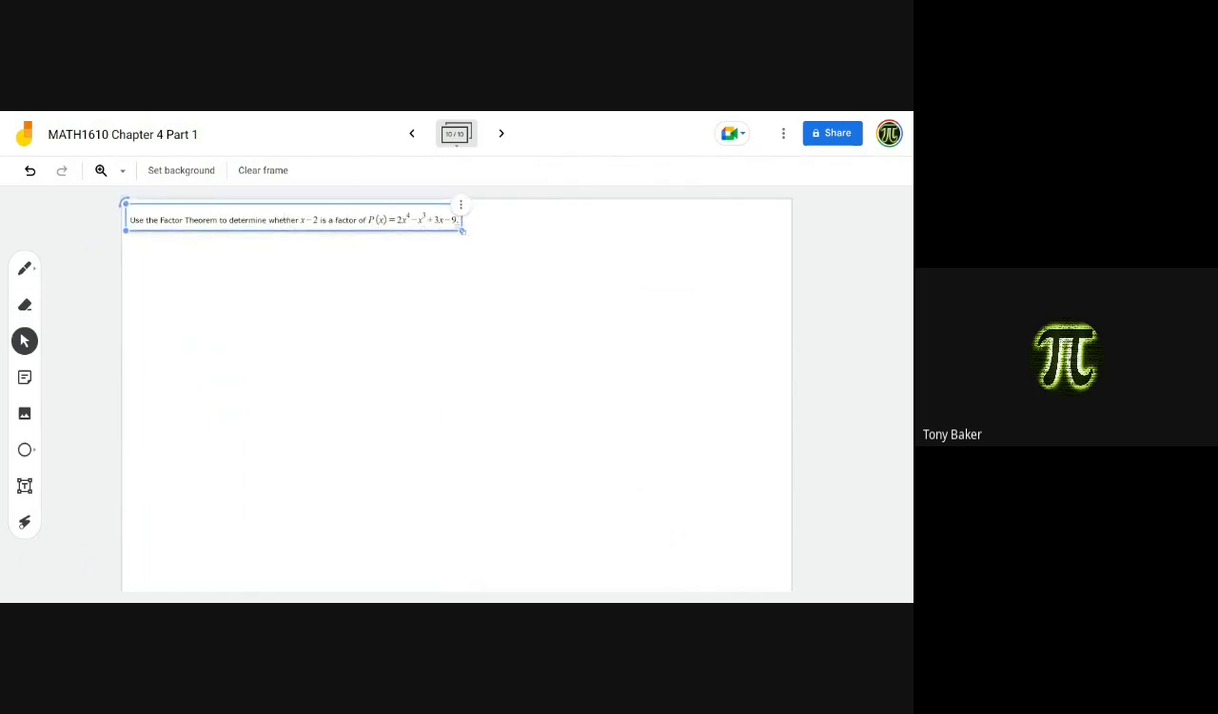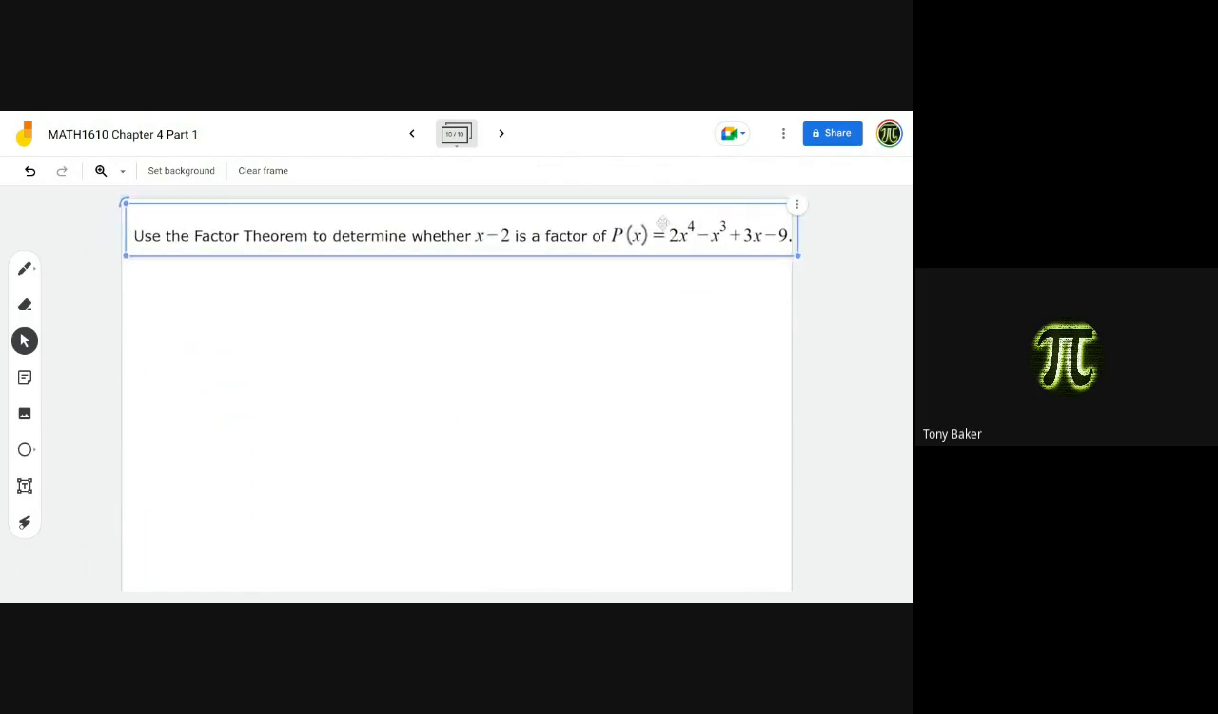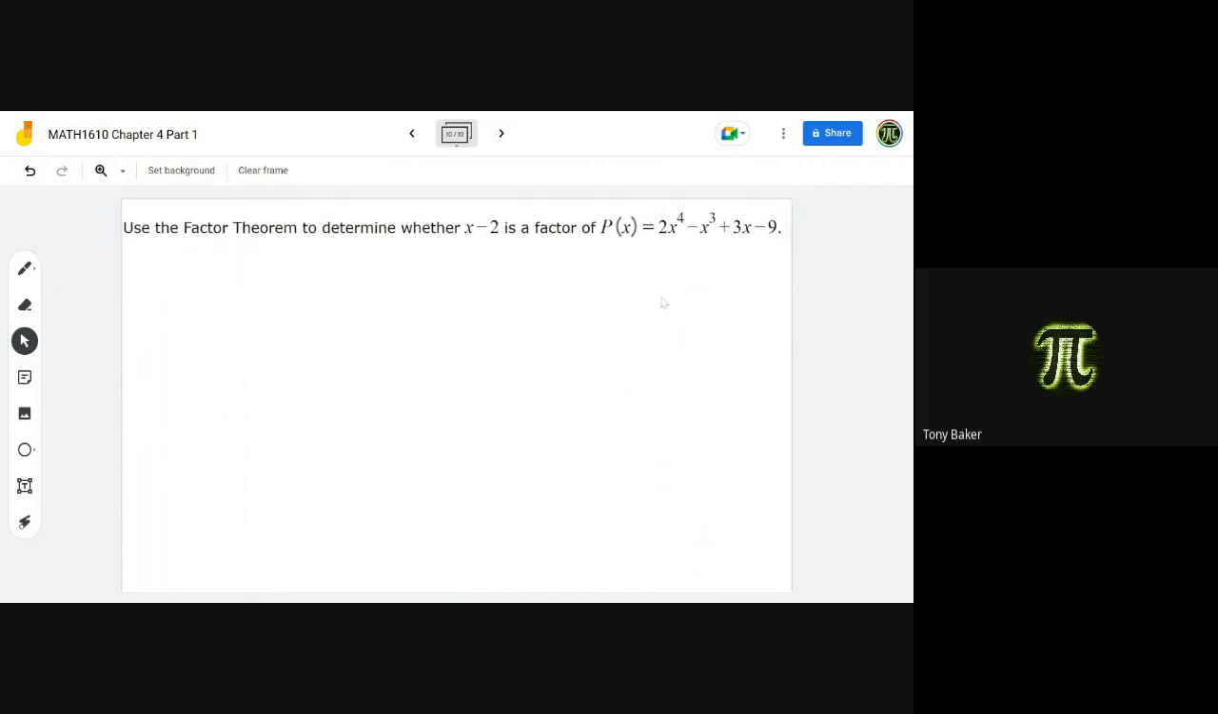So now the factor theorem states that if the number you plug in gives you 0, then that linear function or linear divisor is a factor of the problem. So in this case, we want to determine if that's a factor. So we're going to do synthetic division, and if the remainder comes out to be 0, it's good. If the remainder comes out to be something other than 0, it's not.